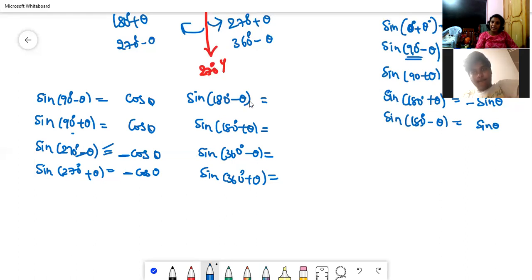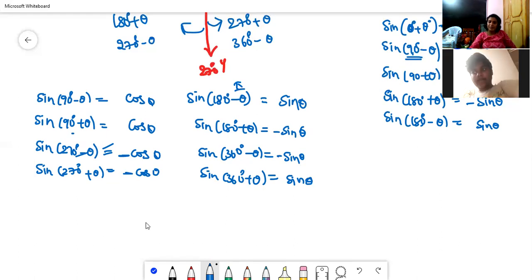180 degrees minus theta means it is the second quadrant. In the second quadrant, sine is positive, so for sine, sine will come: sine theta. In the third quadrant, sine is negative, so minus sine theta. In the fourth quadrant, sine is negative, minus sine theta. In the first quadrant, sine is positive, so sine theta.